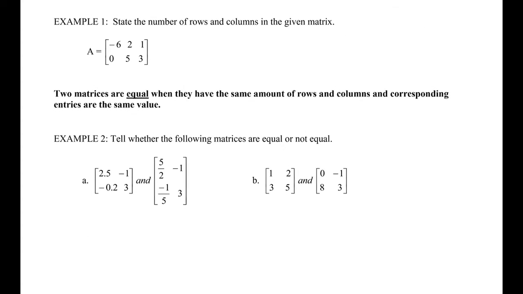For example 1, it wants us to state the number of rows and columns in the given matrices. So the rows are going across, your horizontal. So I have 2 rows going across, and I have 3 columns.